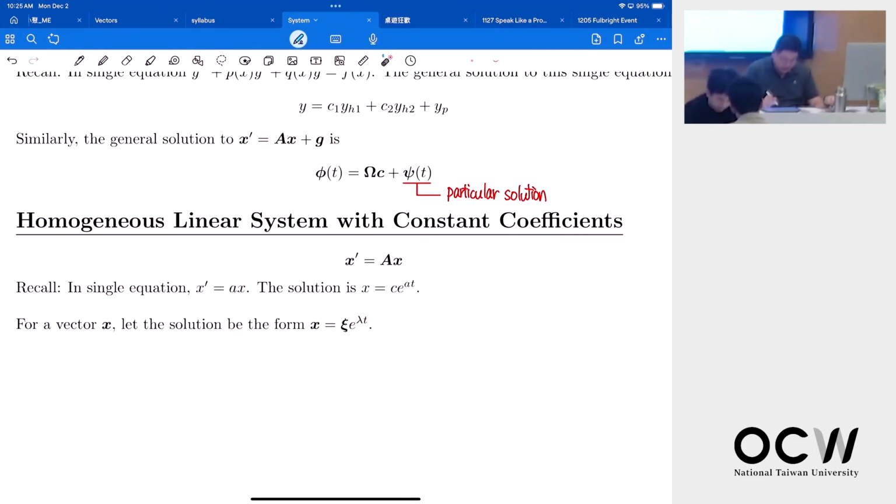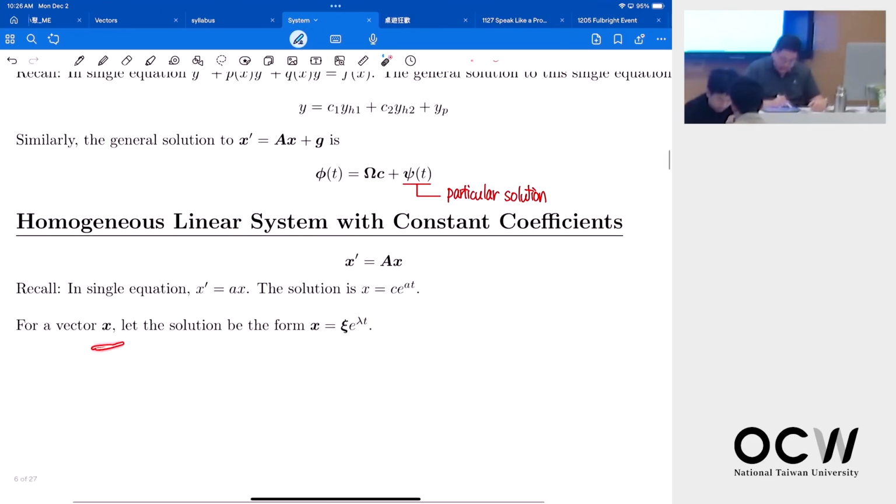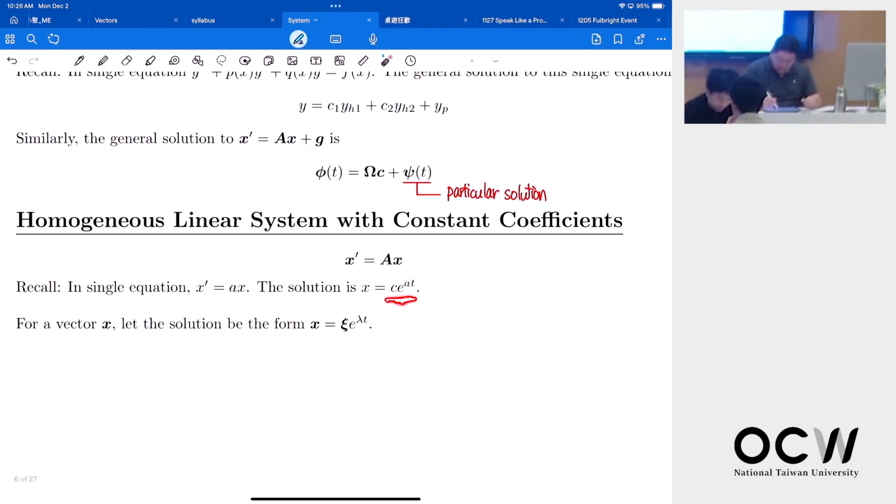But how about when x is not just a single equation? We consider two equations or even more. It becomes a linear system. So now for the vector x, the solution should be similar. So we have c e to the lambda t, and we can guess the solution is in this form. So we can bring this solution back to our equation.